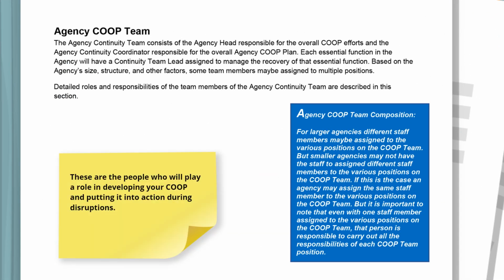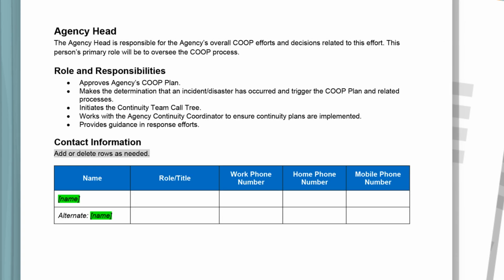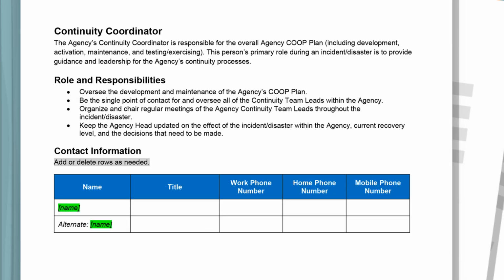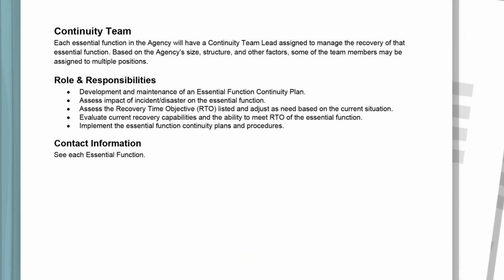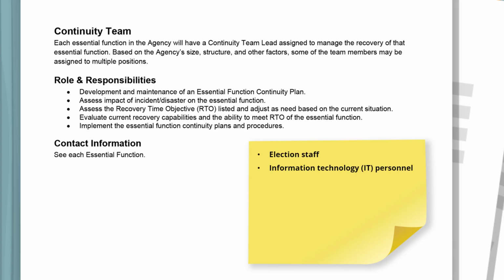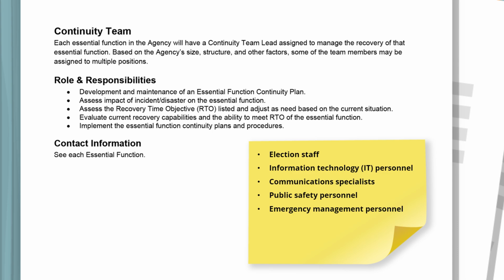These are the people who will play a role in developing your COOP and putting it into action during disruptions. Include the agency head responsible for overseeing the COOP development process, as well as the continuity coordinator who handles creating and implementing the plan. These roles might be played by the same person. Name other COOP team members based on the skill sets that are needed to fix problems and recover from disruptions. For example, you may need to involve other election staff or information technology, communications, public safety, and emergency management personnel. You may also need to involve people from other public agencies, contracted IT vendors, or other partners.